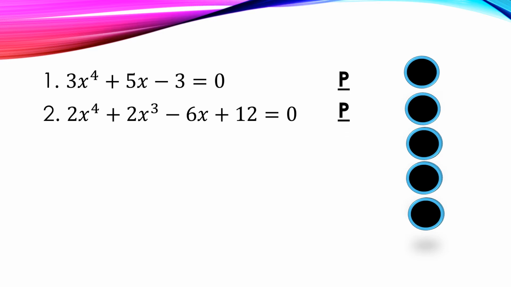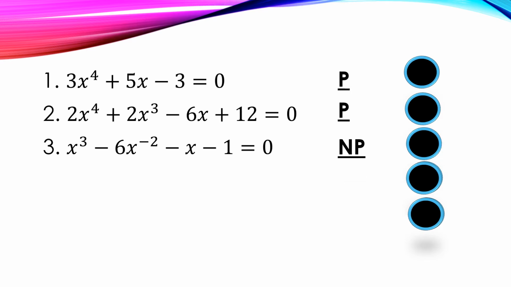Next, number 3. x cubed minus 6x raised to negative 2 minus x minus 1 equals 0. Is it a polynomial equation or not? Your timer starts now. Okay, the correct answer is NP, not a polynomial equation.